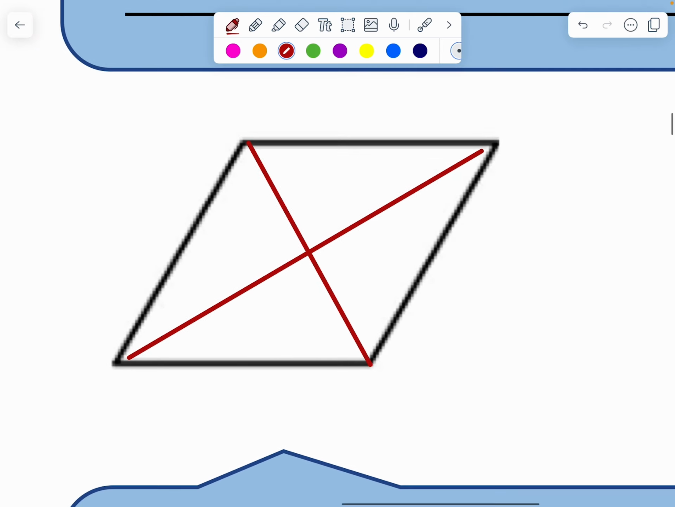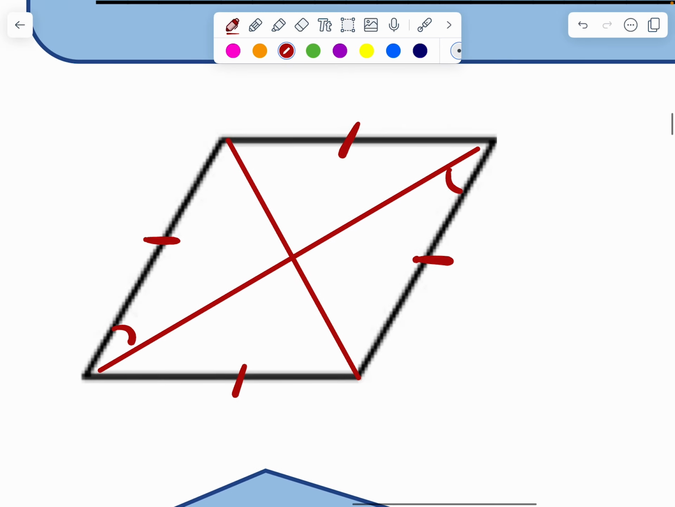Let's prove it really quick. You don't have to write all this down if you don't want to. You can just listen. We already know all four sides are congruent. We also know all the opposite sides are parallel, which means this angle is congruent to this one. And we can prove actually in our picture.